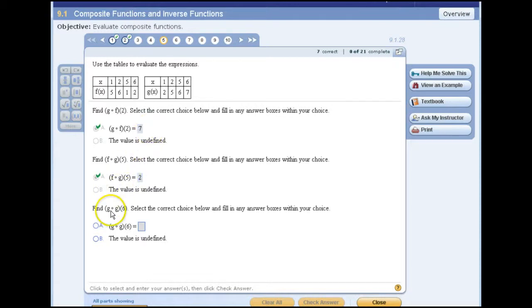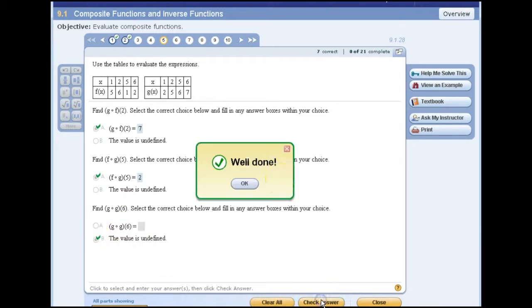Now, here we're saying G of G of 6. And in the sense, there is no value for that. So something like this is undefined. And we check our answer, and we see we got it right.